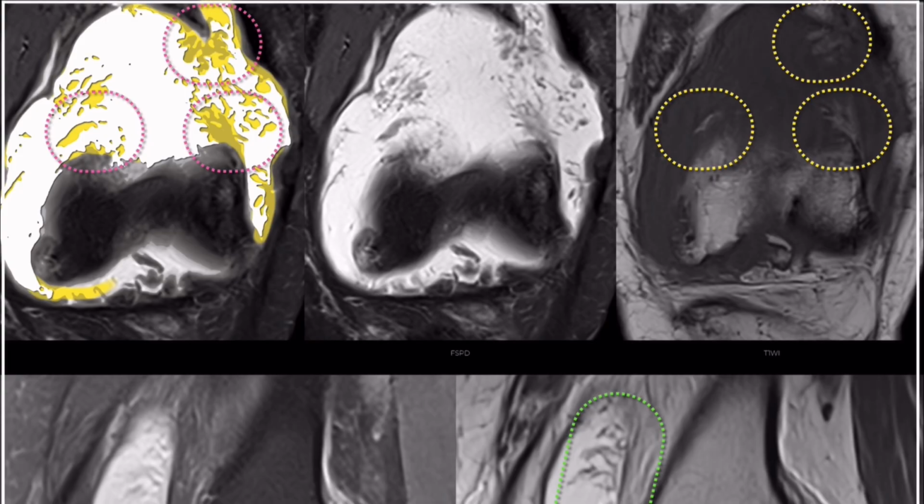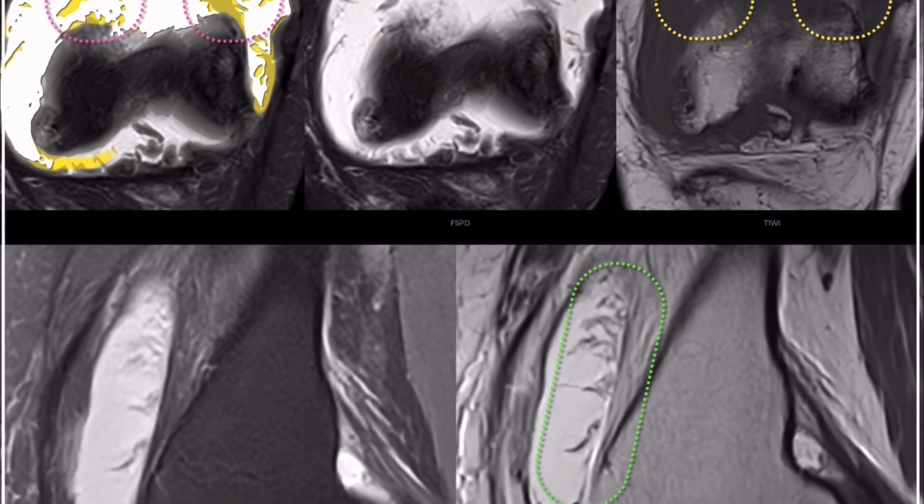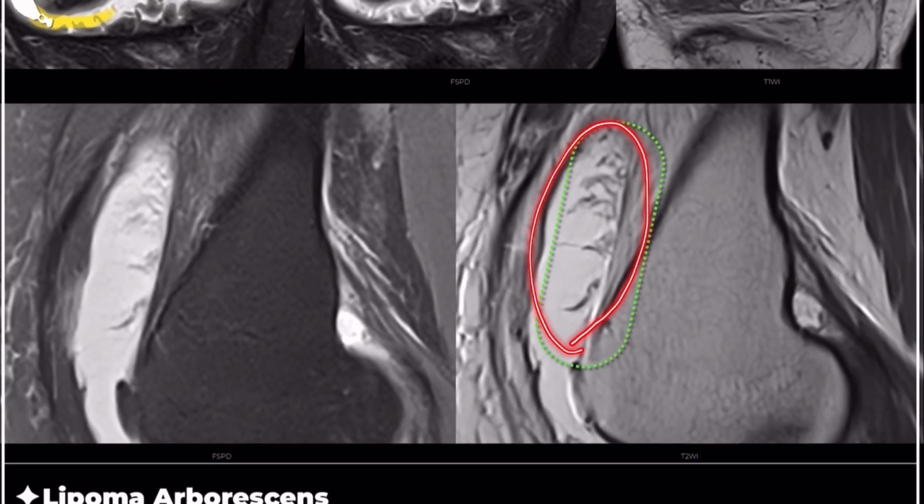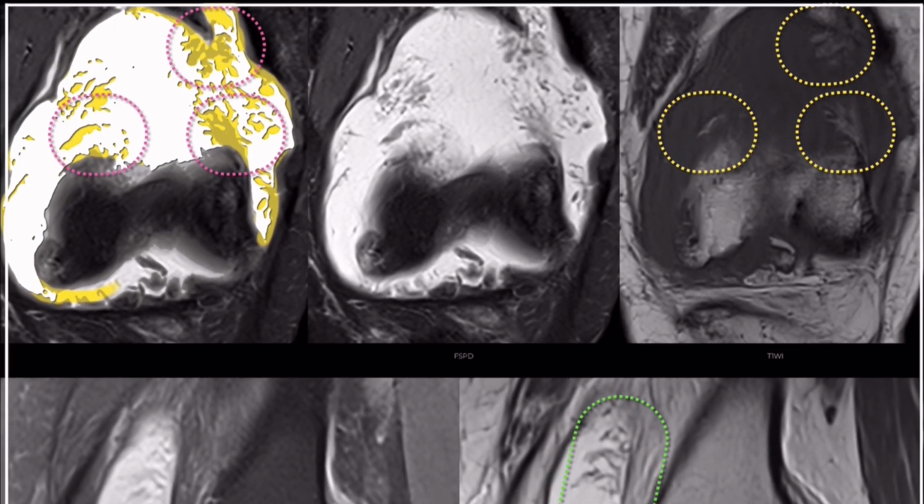In this instance, we observe frond-like synovial nodules within joint effusion. Notably, these nodules show high signal intensity on T1 weighted images and low signal on fat-suppressed PD images. This pattern suggests a fat-containing villonodular synovial proliferation.